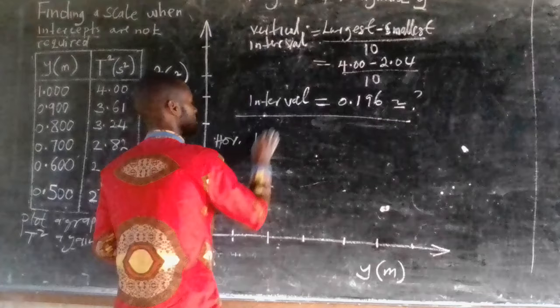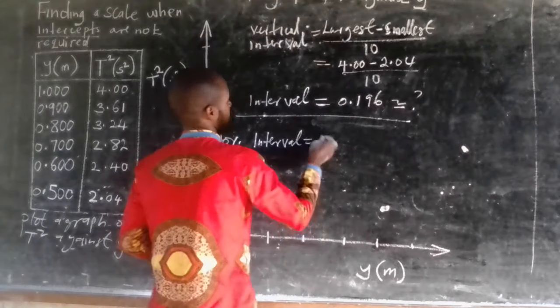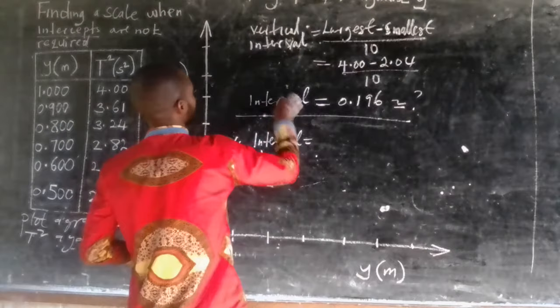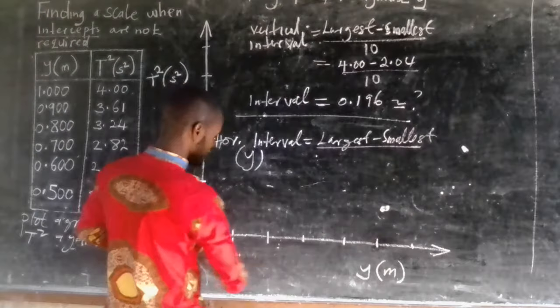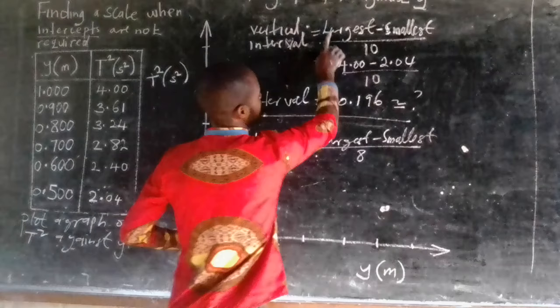It will be given also by the horizontal interval. We are talking about planning for y. Then the vertical interval, automatically we are planning for this value, this value. So it is the largest minus the smallest. Then when we are budgeting for this axis, we divide by 8. But when we are budgeting for this axis, we always get the largest minus the smallest divided by 10.